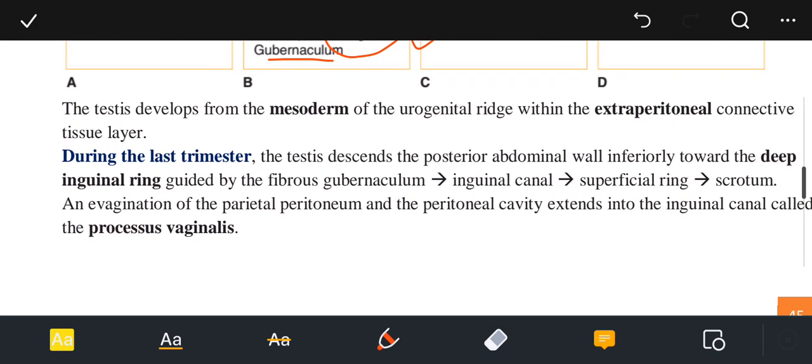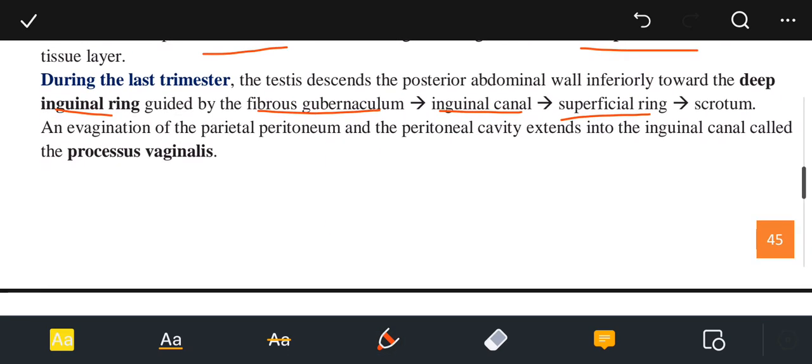The testis develop in the mesoderm. They develop from the mesoderm of the urogenital ridge within the extraperitoneal connective tissue. During the last trimester, the testis descends the posterior abdominal wall inferiorly towards the deep inguinal ring, guided by the fibrous gubernaculum, into the inguinal canal through the deep inguinal ring. Then through the superficial inguinal ring, they come into the scrotum.